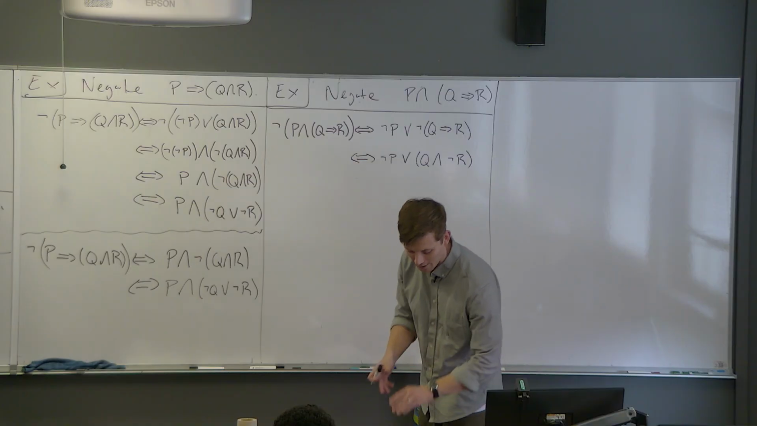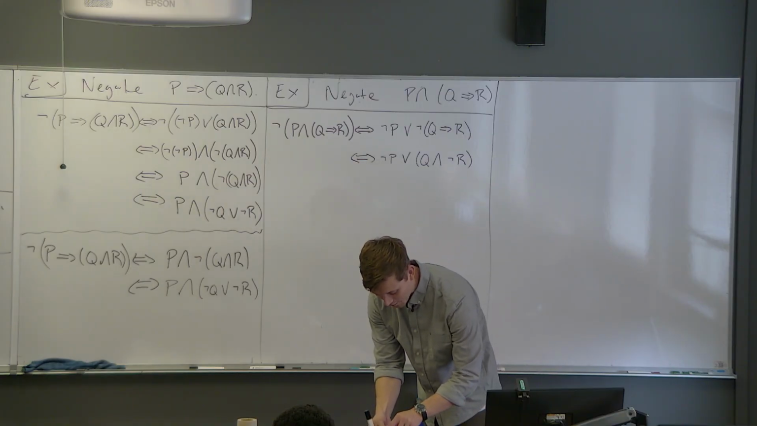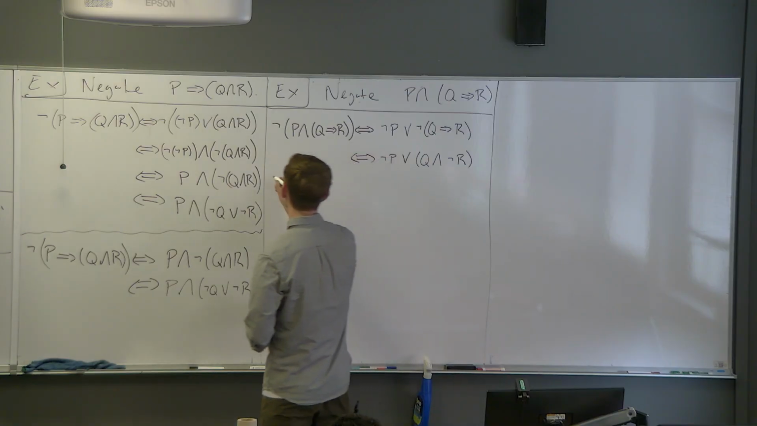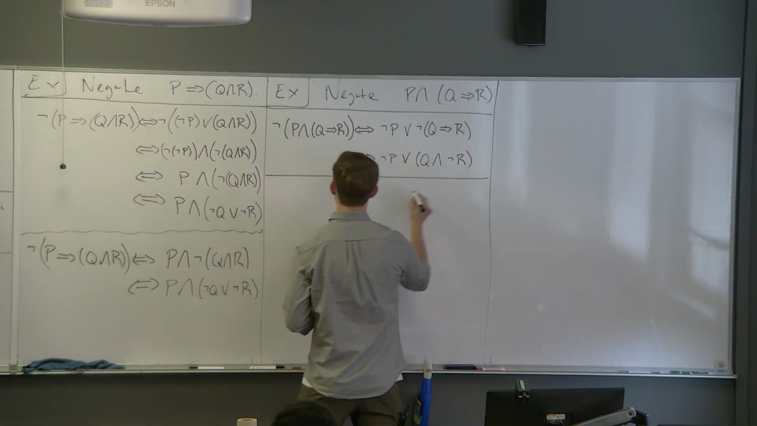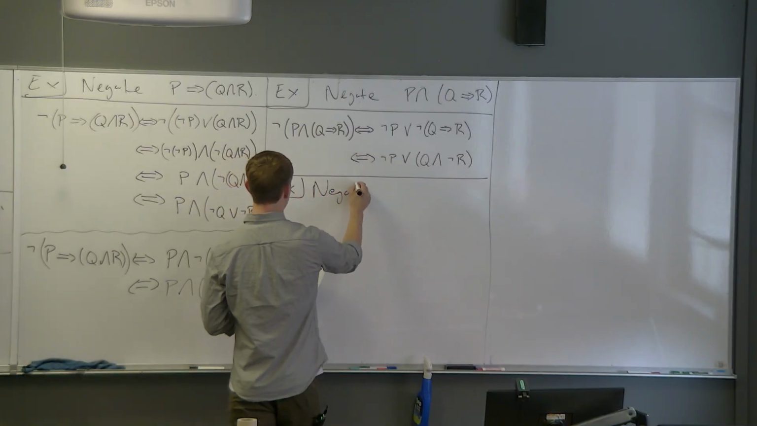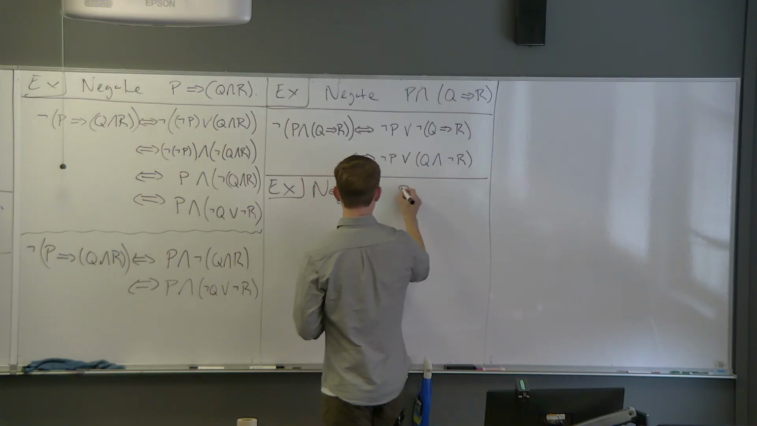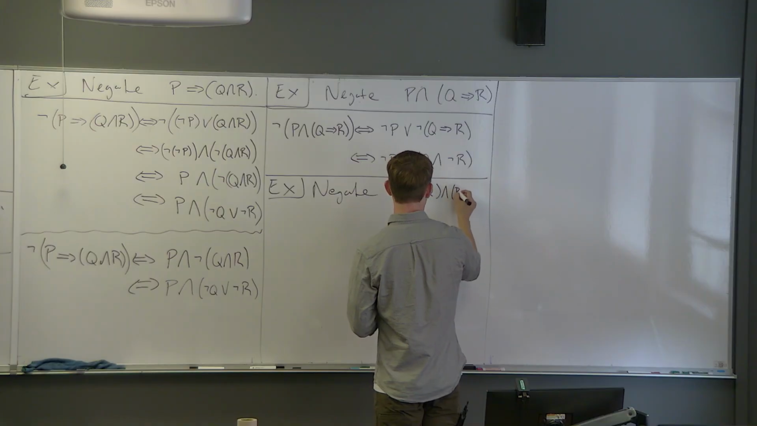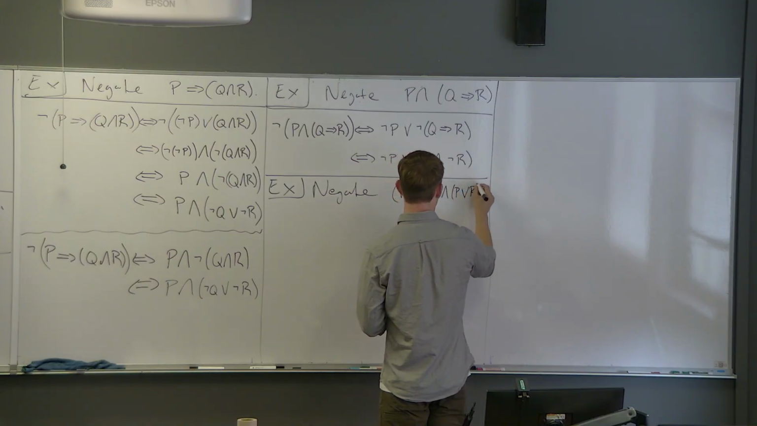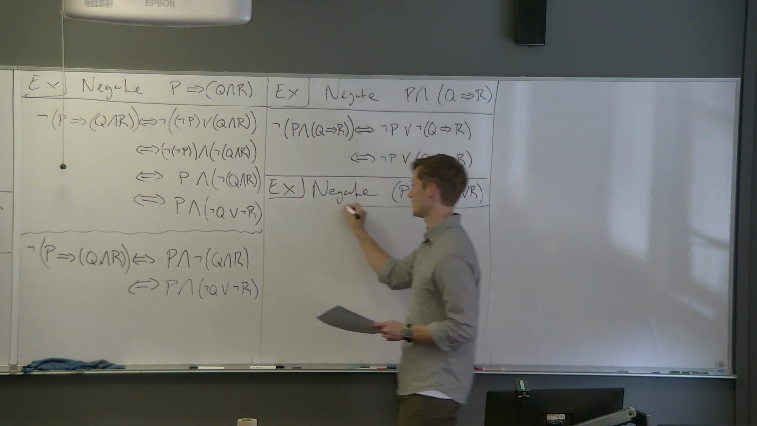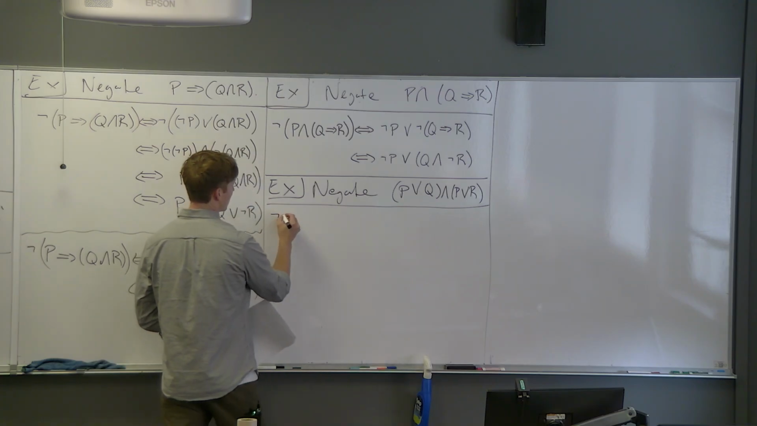Well, let's do another one here. Let's try a couple more out. Why don't you give the next one a go? So this is example 1.3.5 in your packet. Let's see what we got. We're going to negate P or Q and P or R. Give it a shot.